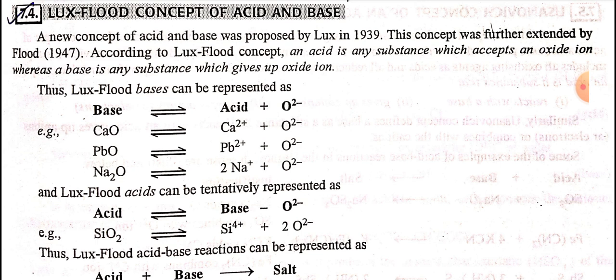Thus, Lux-Flood acids and bases can be represented as follows. Bases: calcium oxide giving calcium 2+ and oxide ion, lead oxide giving lead 2+ and oxide ion, sodium oxide giving Na+ and oxide ion. Lux-Flood acids can be represented as SiO2 combining with oxide ion. Thus, Lux-Flood acid-base reactions can be represented as silicon dioxide, silica, plus calcium oxide giving calcium silicate. Similarly, CO2 plus barium oxide giving barium carbonate, SO3 plus lead oxide giving lead sulfate, and P2O5, phosphorus pentoxide, plus Na2O giving sodium phosphate.